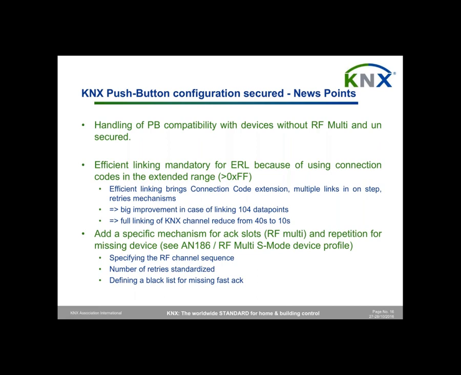Before, with the old procedure, when you wanted to link 2 data points, you had to use 2 telegrams. 1 telegram for linking the group address of the data point, and 1 telegram to exchange the RF multi-features and the security features. Now, with 1 telegram, you can make up to, I don't remember exactly, but I think the maximum is 20 links in one frame.